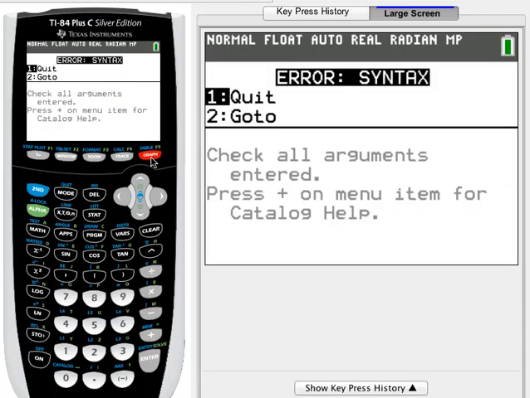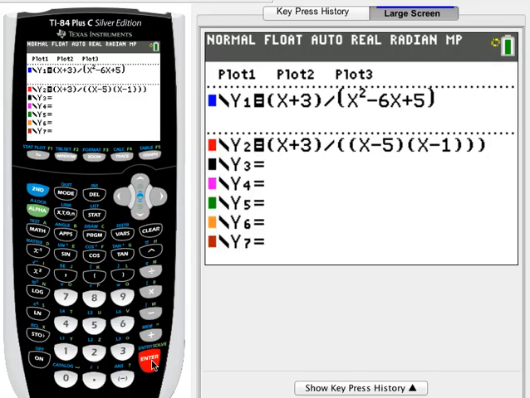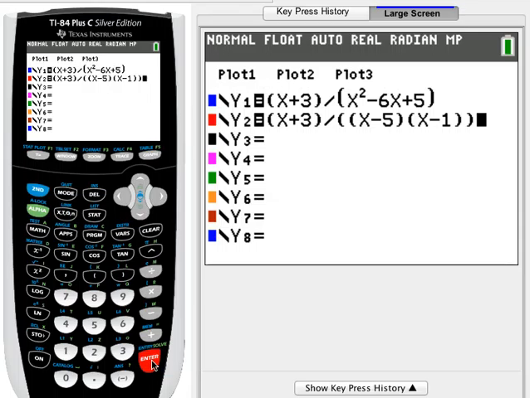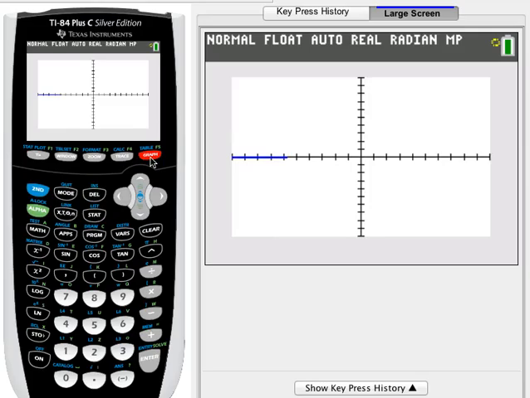Oh, I'm sorry, what happened? Go to... Oh, I typed in one extra parenthesis. There we go. Now it should work. All right, and now that I can see that general shape, now let's go and put it on our paper.